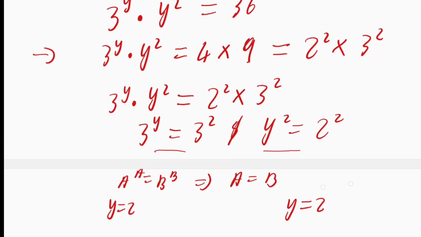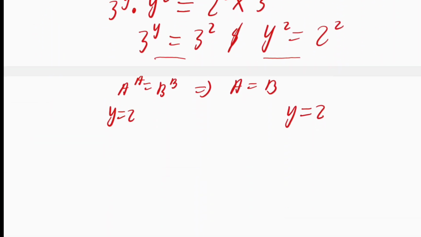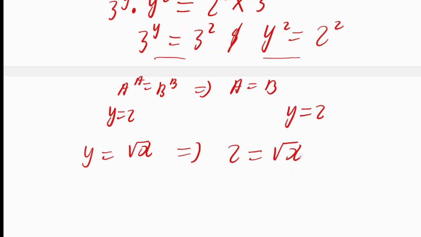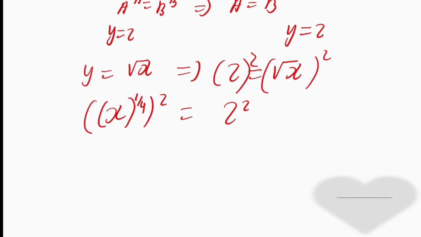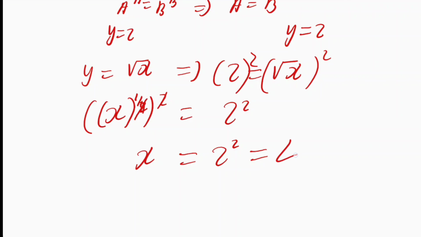But we remember that our y from the onset is equal to the square root of x, which implies 2 is equal to the square root of x. Now we can square both sides, which implies x to the power 1/2 squared. From here we see that the squares and the one half will cancel, so our x is equal to 2 square, which is equal to 4.